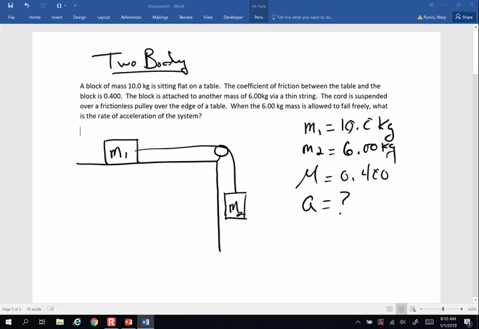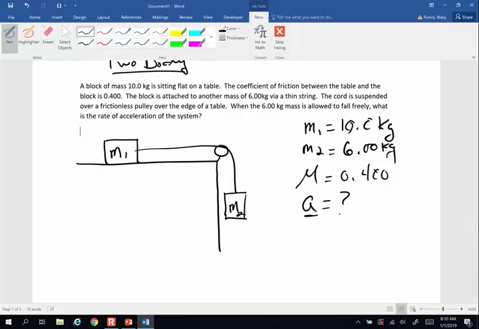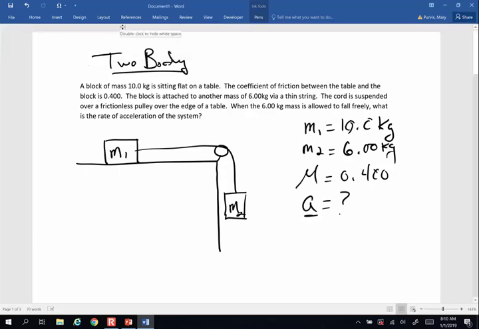Now, remember for two-body problems that if there is no slack in the string, the two objects are going to have the same acceleration, so both will accelerate at the same rate, and the tension is going to be the same at every point in the cord.